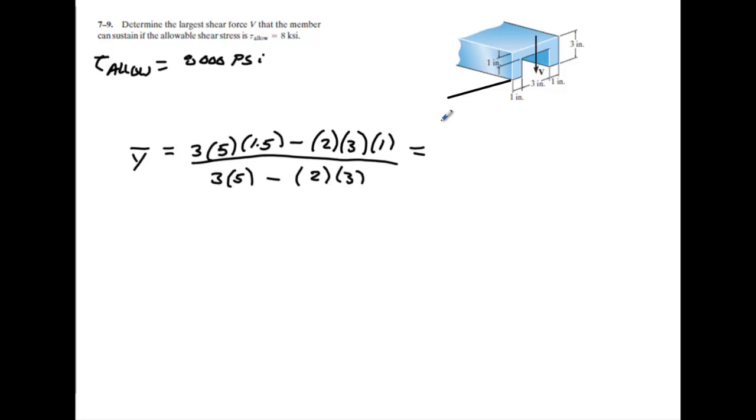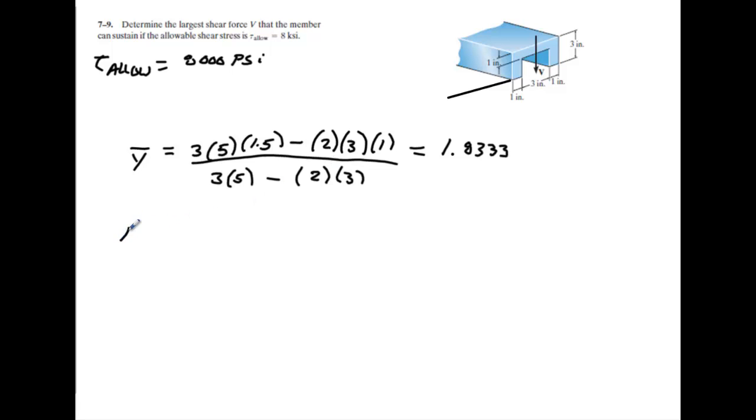That gives us a value of 1.8333, which means it's 1.833 up from here, or 1.1667 down from here. It makes no difference whatsoever.